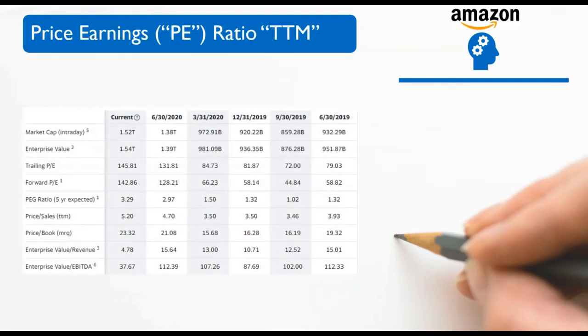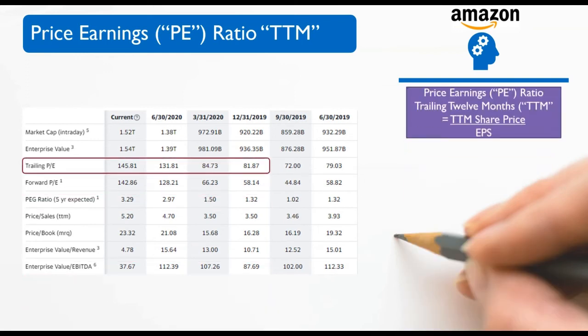Now, a more common form of calculating PE ratio would be the trailing PE ratio. Here, instead of using just the year-end share price, we would use the trailing 12-month share price for Amazon. And here we can see that as at December 31st, 2019, based on the trailing 12-month share price and taking that over earnings per share, we can see that the trailing PE for Amazon was around 81.87.